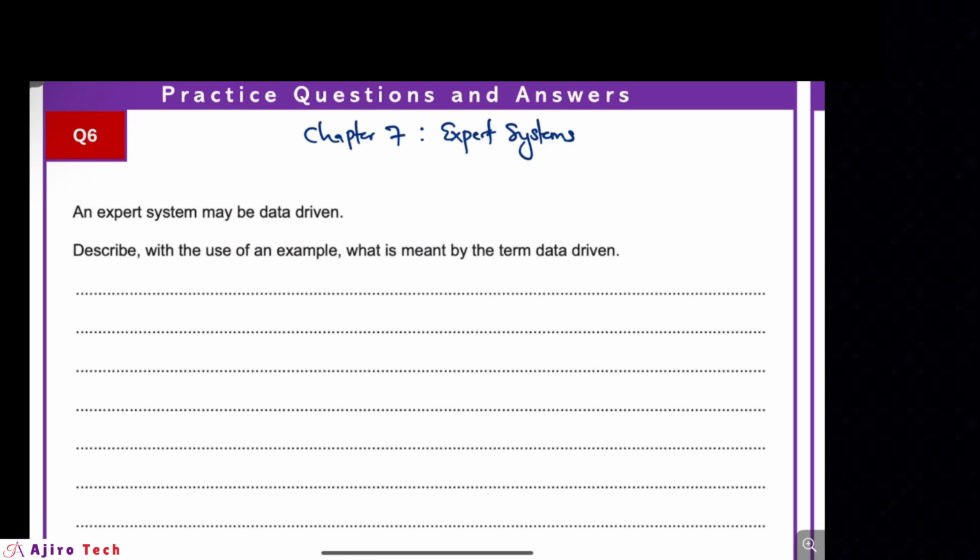Okay. So the system starts with what? A fact. That's for what chaining? It starts with a fact and works towards a conclusion. That's data driven. Now, let me explain this so you understand what I'm trying to say.